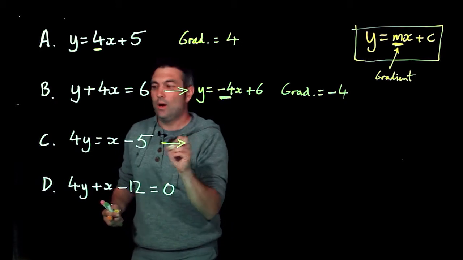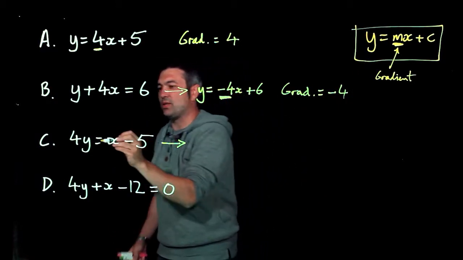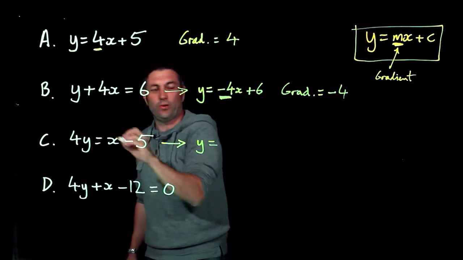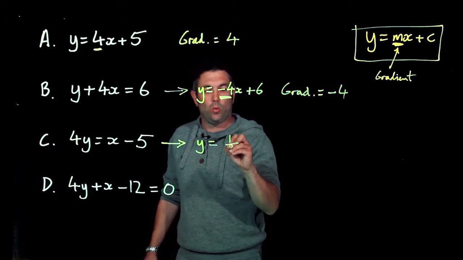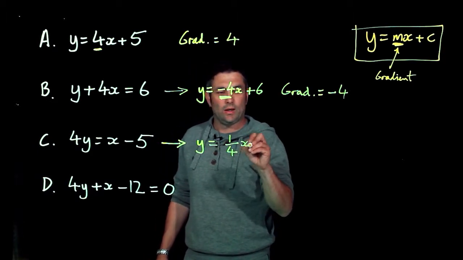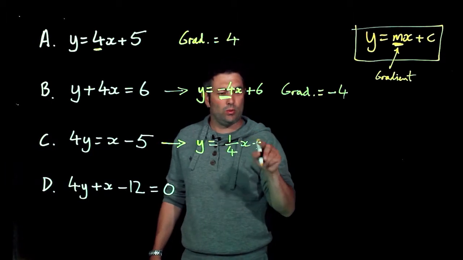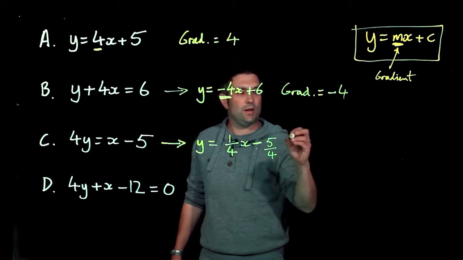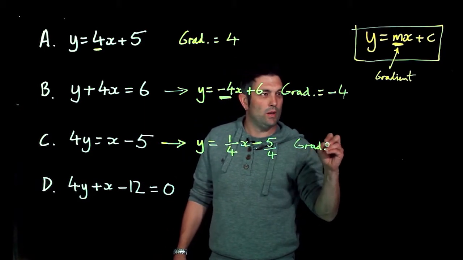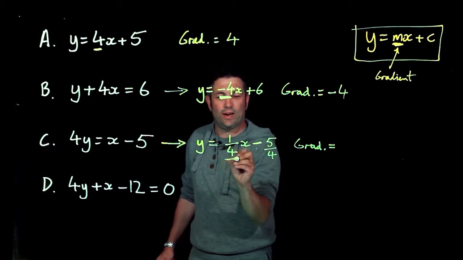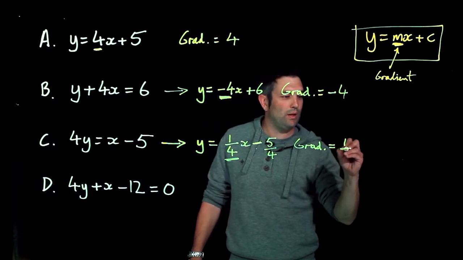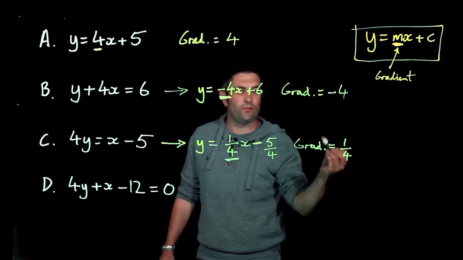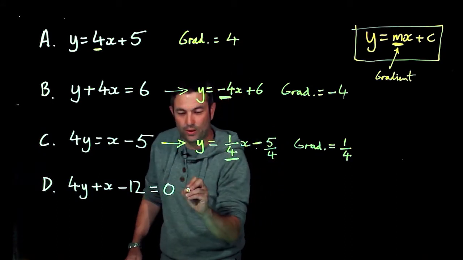If I look at this one, to get it into y equals mx plus c, I've got 4 y's and I only want 1 y, so y equals, and I've got to divide this by 4. So 1x divided by 4 is a quarter of x, take away, oh, not plus, sorry, apologies, minus 5 over 4. Now the gradient there equals, well, it's this value here, plus a quarter. We look like we're getting some fractions involved now, which is a good sign.